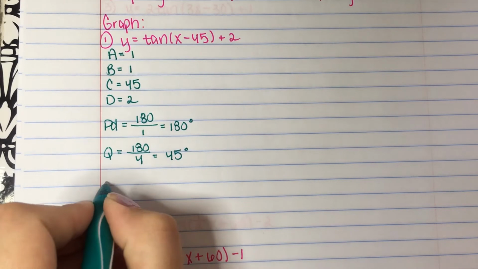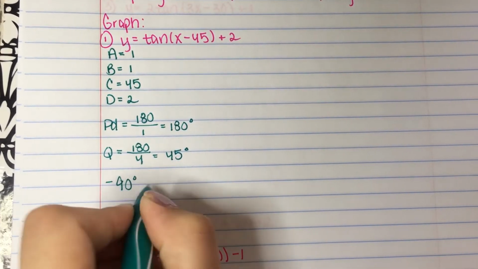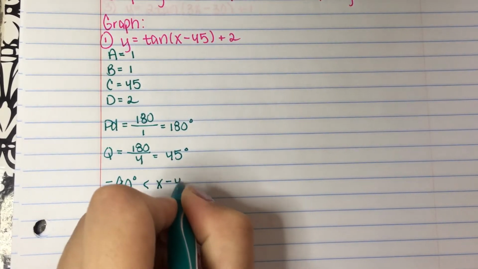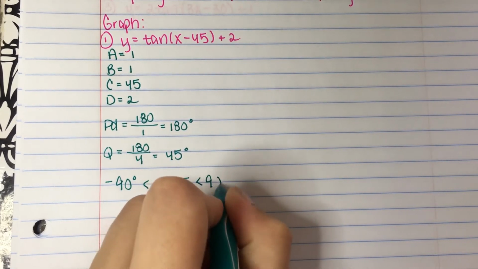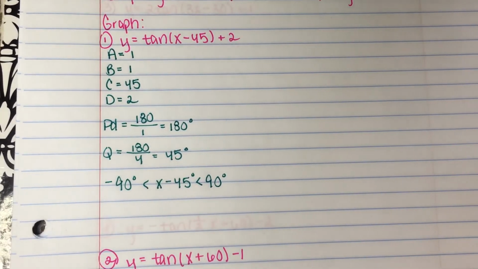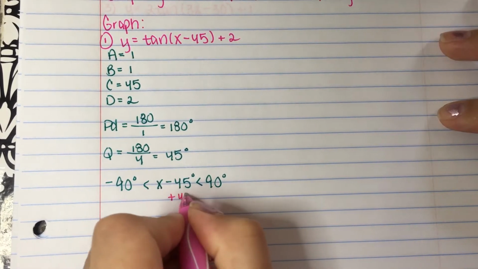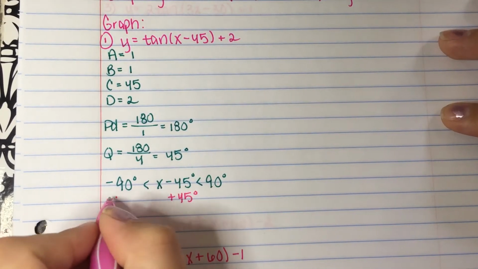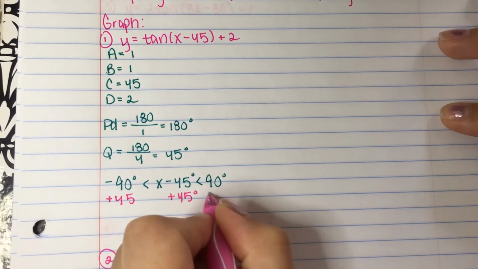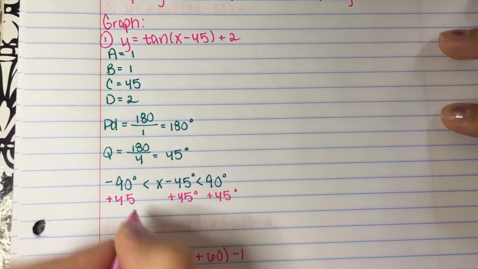And then we use that equation to find those asymptotes. We go negative 90 degrees, everything in parentheses at Bx minus C, and then positive 90 degrees. We talked about how this was a compound inequality. We solve a compound inequality by first doing the inverse operation in the middle, and then we do the same thing to both sides. So I'm going to be adding 45 degrees to both sides.